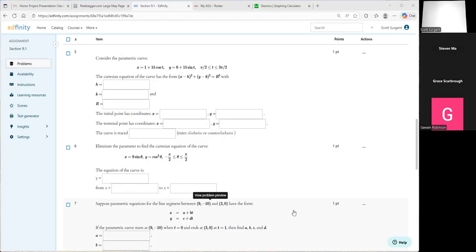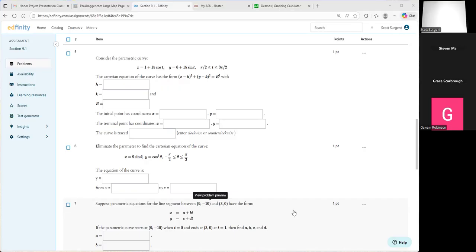Let's take a look at, well, 5 will give you a circle of radius 15. You'll notice that you have an extra 1 and an extra 6. What you can do is move those to the left. So you have x minus 1 is 15 cos t, and y minus 6 is 15 sine t. And that actually gives you a circle, or in this case, part of a circle, with the center going to be at (1, 6). So everything's been offset by those constants. That's the only difference.